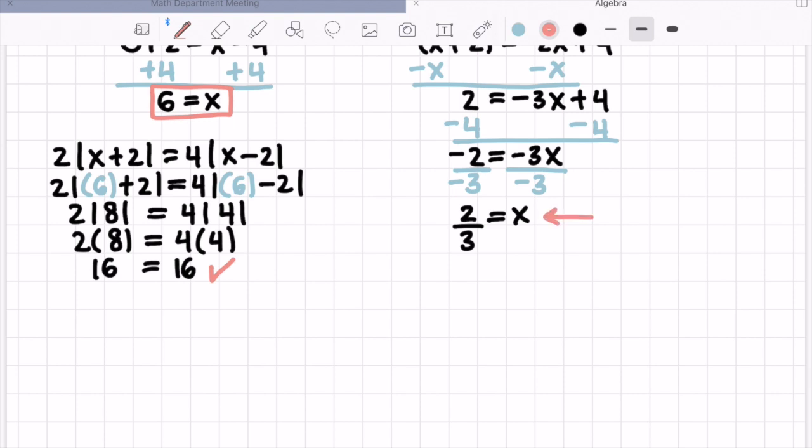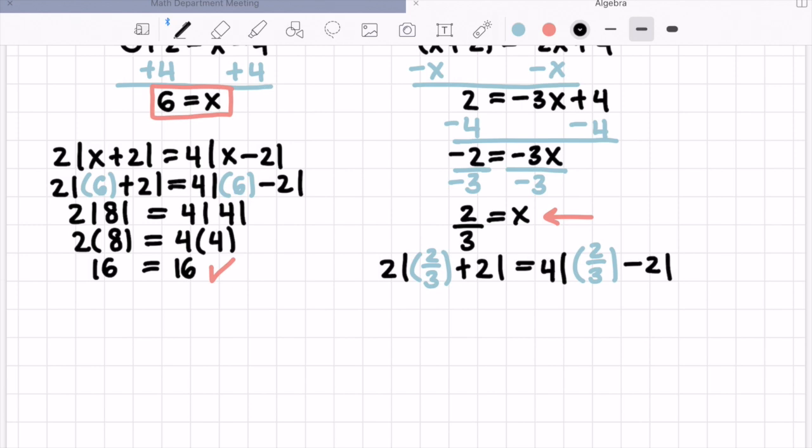Let's look at this one right here. So we have x is equal to 2 divided by 3. We still need to check because just because some questions do get one answer only, that doesn't mean that all of them are going to have just one answer. Some of them might have 2. So I'm going to substitute the 2 over 3 in my equation here, and I'm going to add 2 to it. On the other side, I have 4, and I'm going to substitute the 2 over 3 again and subtract 2.